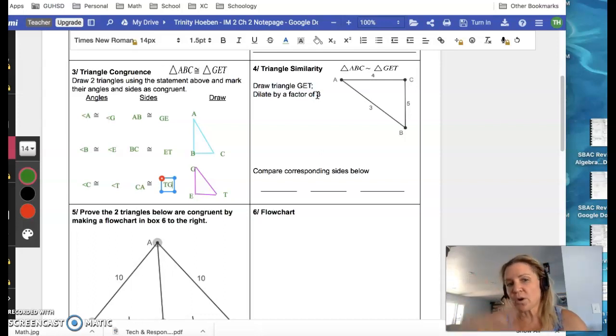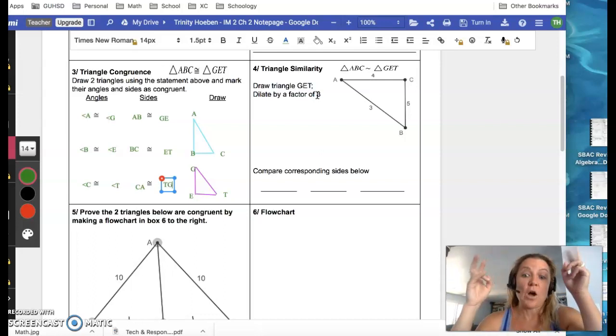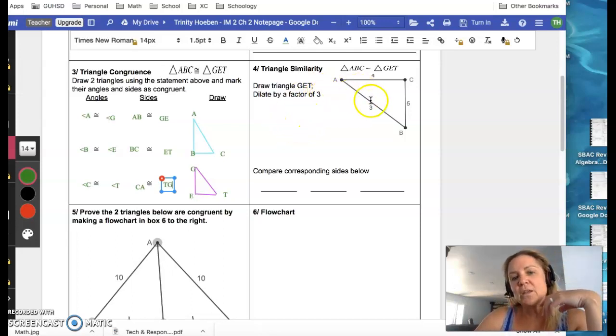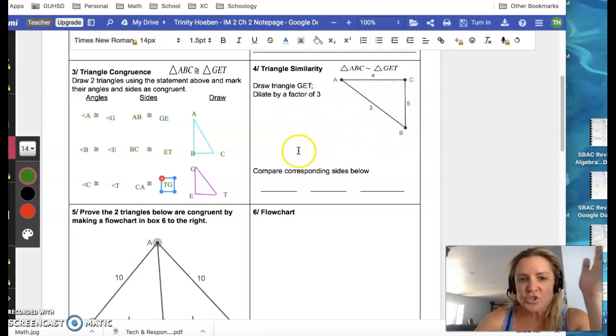But if your number, what they call the K factor, is less than 1, say it's 1/2, it's going to shrink it. Okay, divided by 2. If it's 1/3, it's going to shrink it by 3. So whenever this number is larger than 1, it's going to get larger. If we were going to draw this to scale, we would need a triangle that's way larger, but we don't have enough room.